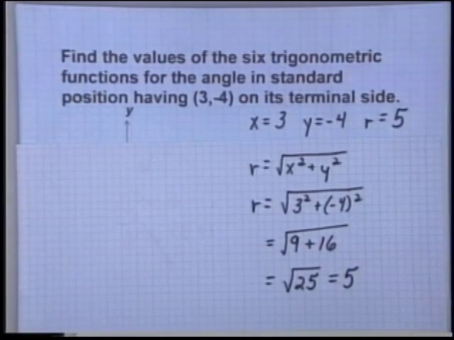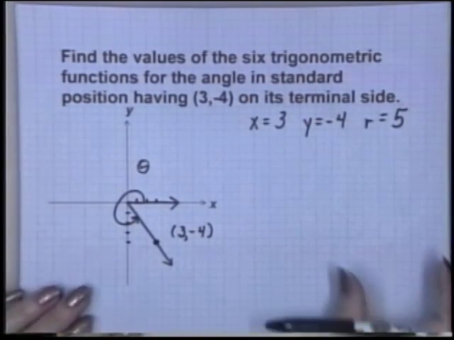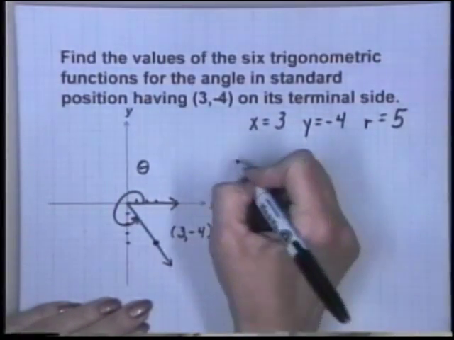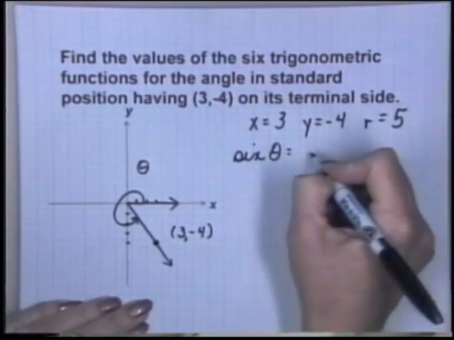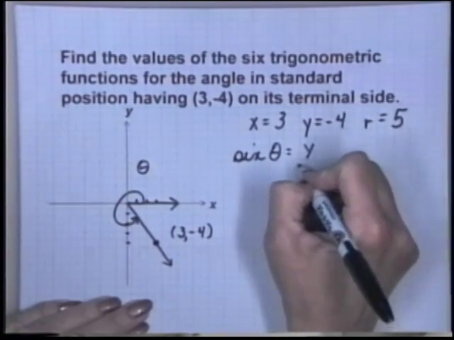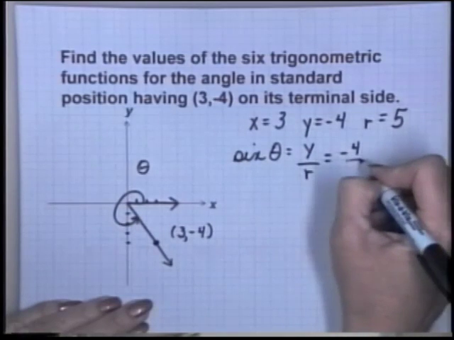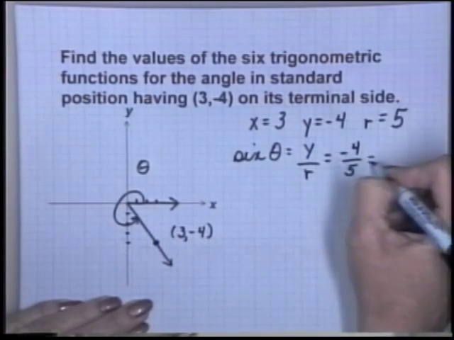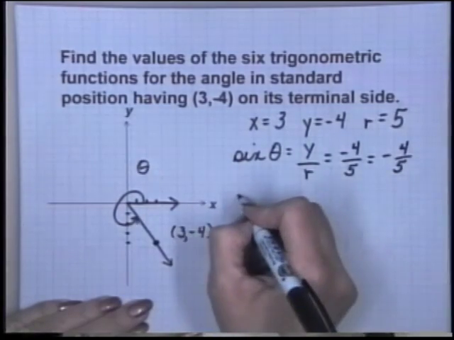And I'm going to take my work away so we'll have room to find the trig functions. We'll start with the sine of theta, which equals y divided by r. That would be -4 divided by 5, or -4/5.